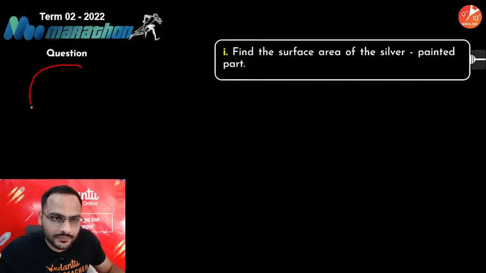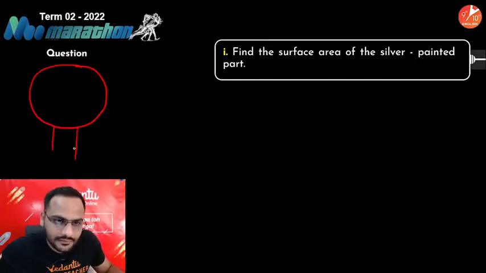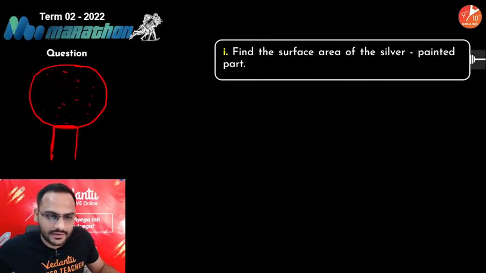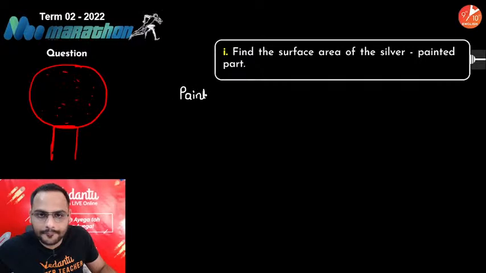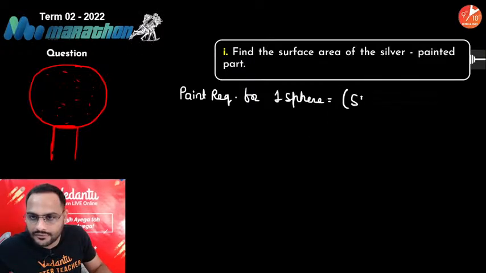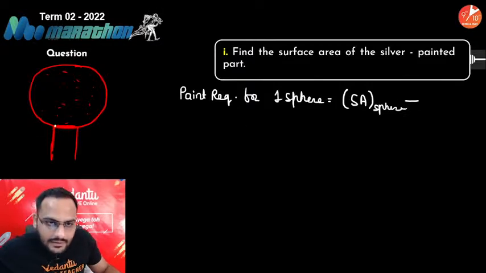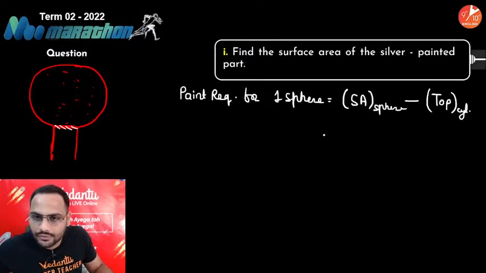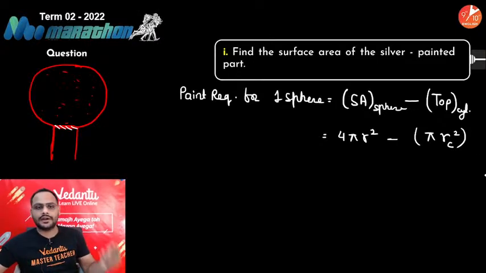देखो क्या है कि this is suppose your sphere and this is your cylinder. All right. So you will see that if I am painting the silver, सिल्वर विल बी पेंटेड एवरीवेयर एक्सेप्ट ये इतना पोर्शन में. So I will say paint required for one sphere will be equal to the surface area of the sphere minus ये वाला क्या है बेटा? So this is nothing but the top area of the top of cylinder. So this is going to be 4 pi r square minus pi into cylinder का radius square, that is a circle, right?